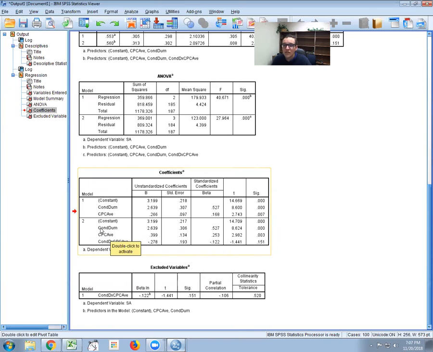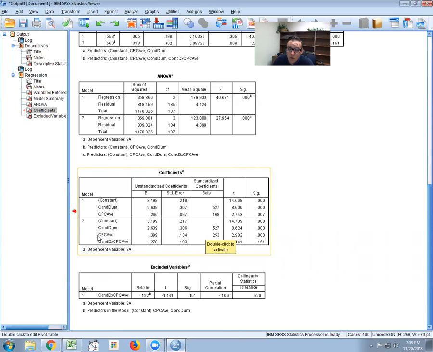Well, remember that for this, when condition is 0, that's the unambivalent condition. So when participants wrote about something that they were unambivalent about, then the more money, the wealthier they thought they were as a child, the more ambivalent they felt. All right. Again, we know that because it's positive.